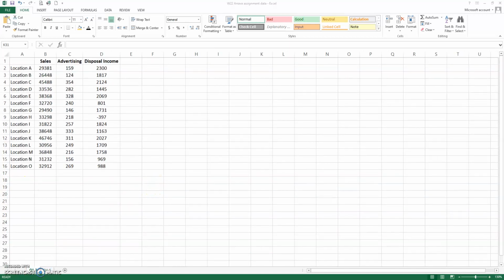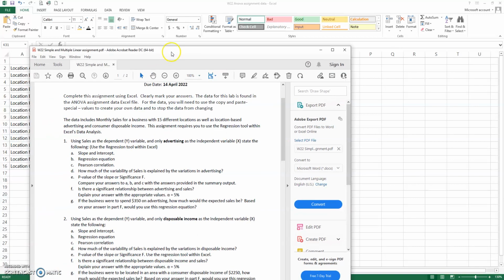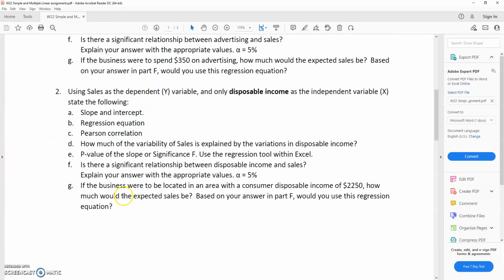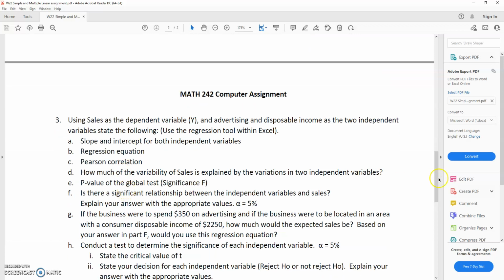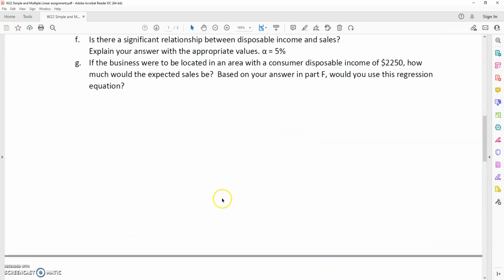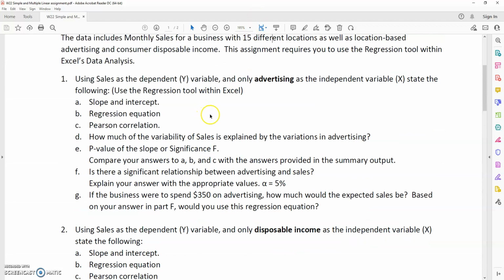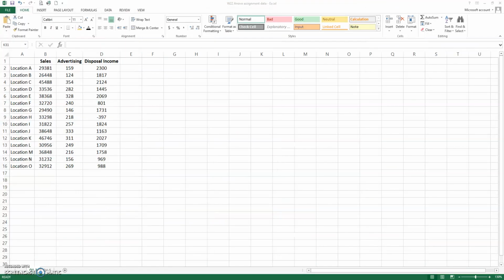What we're going to do is go through linear regression. Sorry, questions 1, 2 and 3 deal with simple linear and multiple linear regression. So I'm going to just show you the process to do this and where you can find some of these key values that we need.